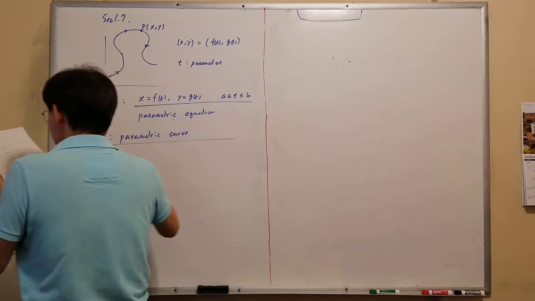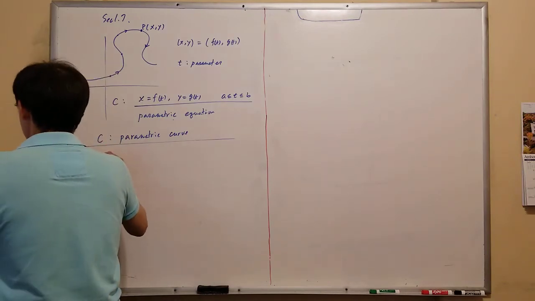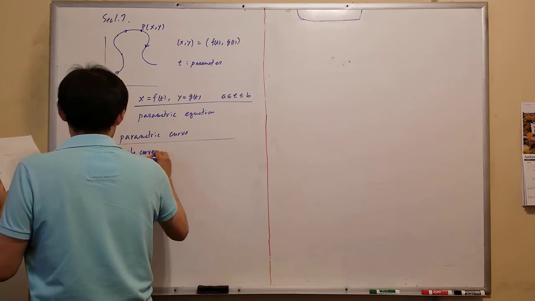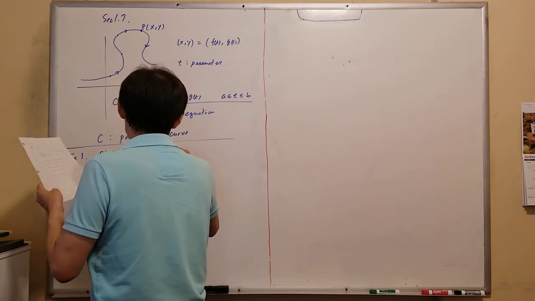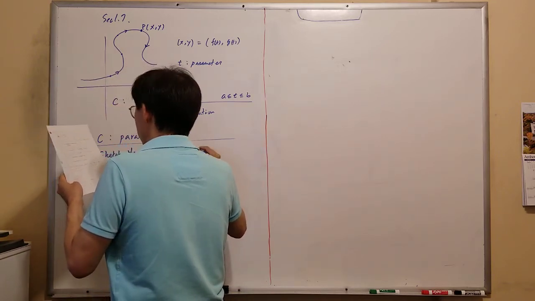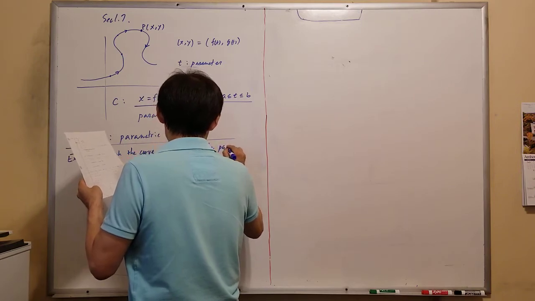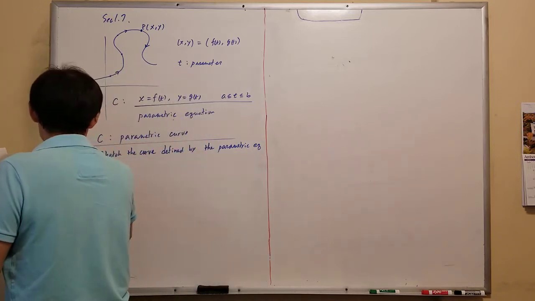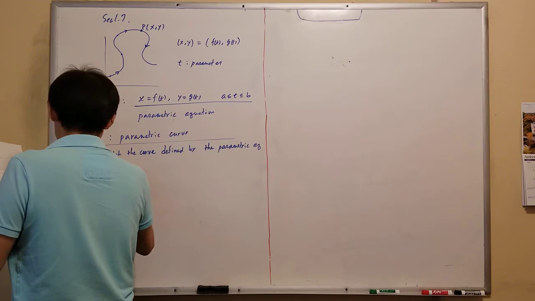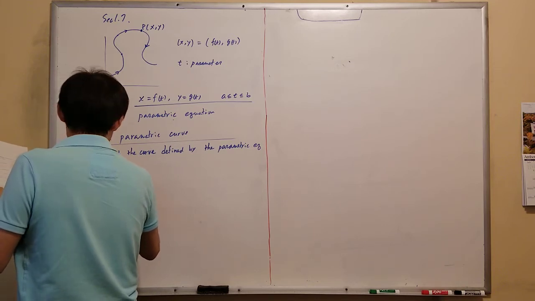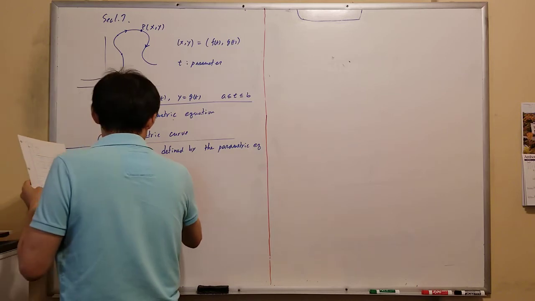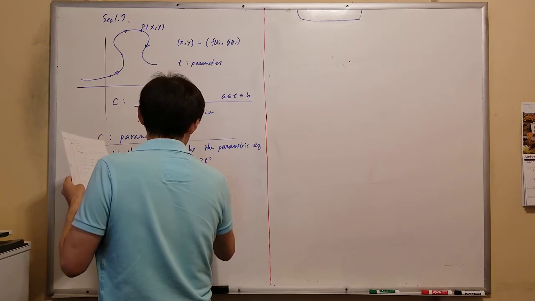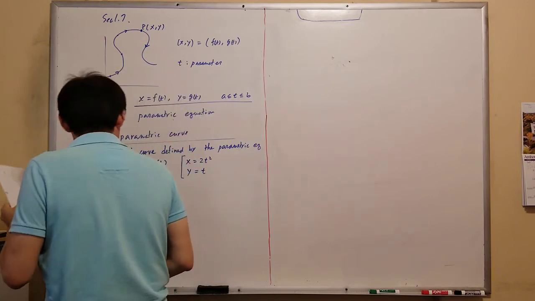So example 1. Sketch the curve defined by the parametric equation. A: x equals t, y equals 2t minus 1. B: x equals 2t squared, y equals t. All right.